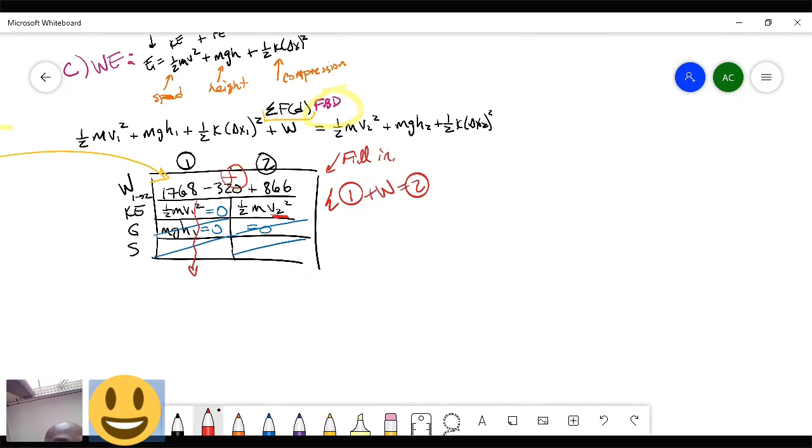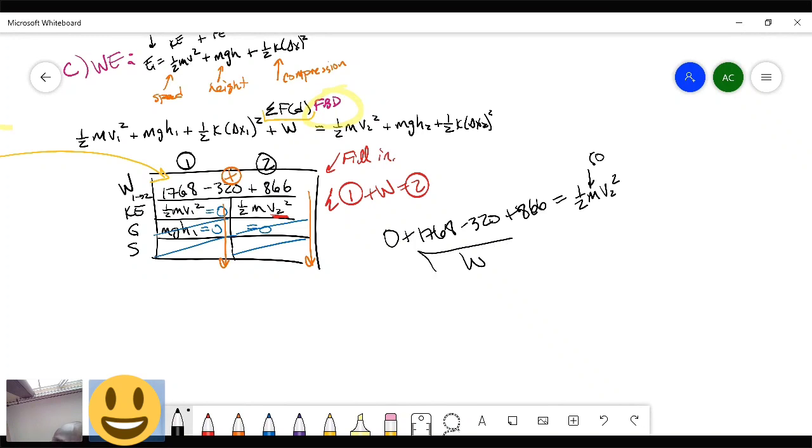You with me? Actually, I like the way that looks, so I'm going to put a little arrow here, a plus, and then another arrow. And so what that looks like is 0 on the left plus 1768 minus 320 plus 866 equals, and the only thing on the right is 1/2 mv squared, and we know that the m is 50. And so this is how you get work, all of this stuff, equals T2 minus T1. It's just that T1 is 0. So you get the work equals T2.